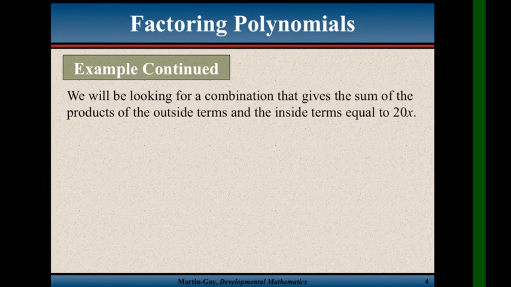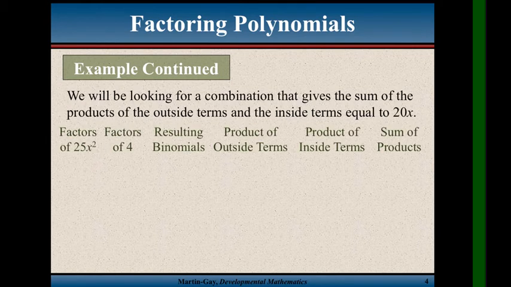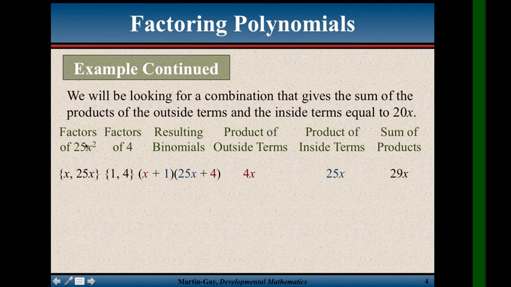We will be looking for a combination that gives the sum of the product of the outside terms and the inside terms equal to 20x. So we list factors of 25x squared, factors of 4, and the resulting binomial product. If we use x plus 1 and 25x plus 4, the outside will be 4x, the inside is 25x, and the sum of the products is 29x. So this is not the right way.